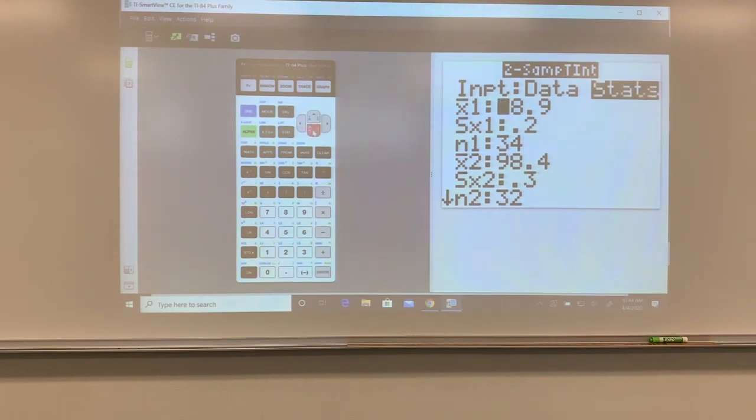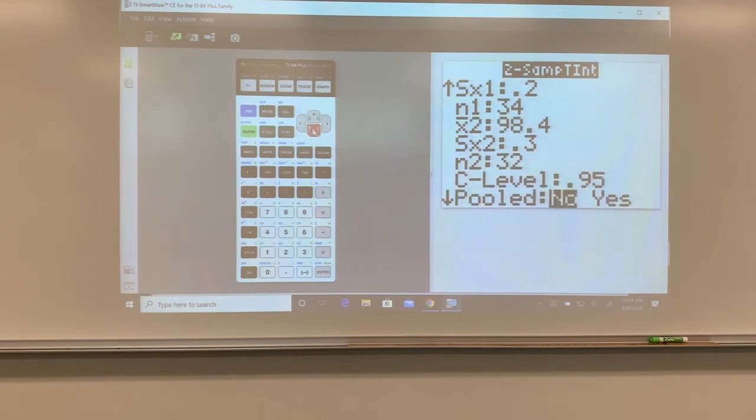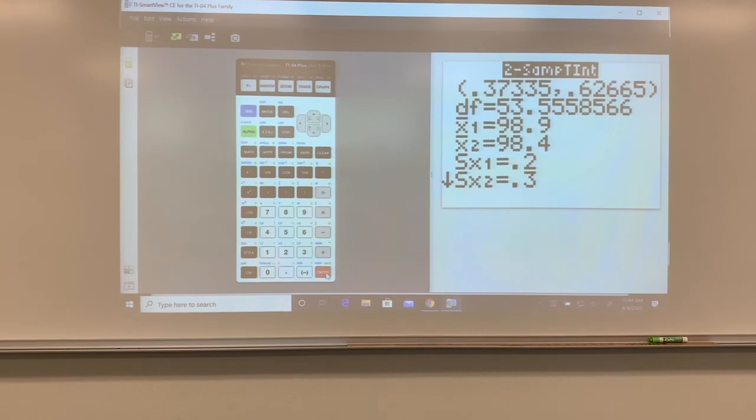Okay, so I'll just walk through this real quick. 98.9 is the guy's temperature. There's the guy's standard deviation that's flashing. And there was the sample size of 34. There's the girl's temperature. There is the girl's standard deviation. And there is the girl's sample size. Confidence level, I'm going to go 95 this time. And pooled, no. And I'm going to hit calculate, and it's going to give me my answer.